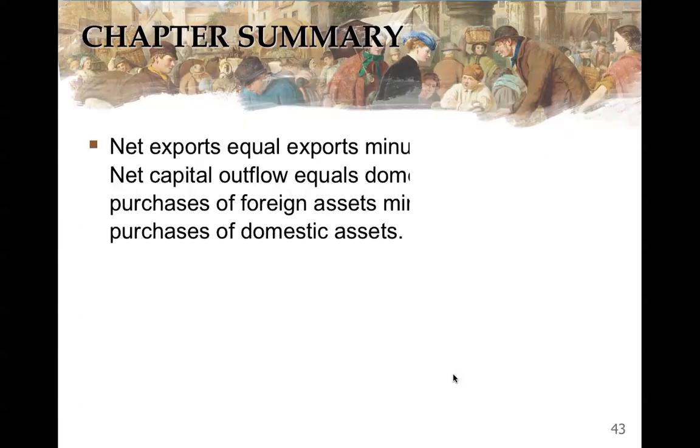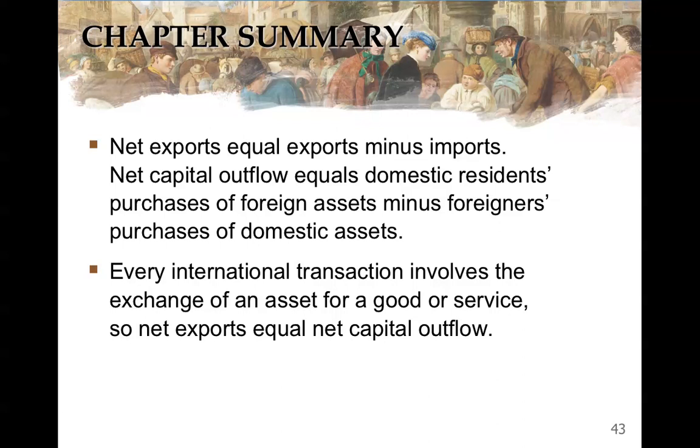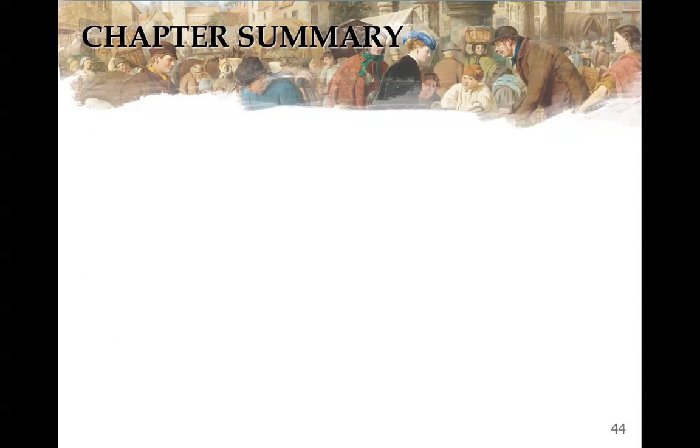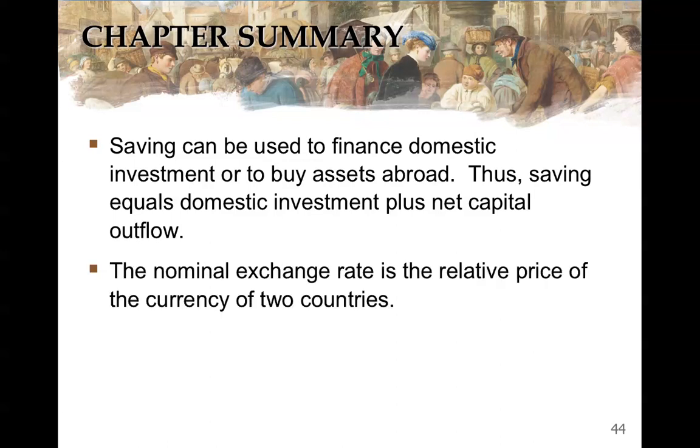Okay, our chapter summary. Net exports equals exports minus imports. Net capital outflow equals domestic residents' purchases of foreign assets minus foreigners' purchases of domestic assets. Every international transaction involves the exchange of an asset for a good or service, so net exports equal net capital outflow. Saving can be used to finance domestic investment or buy assets abroad. Thus, saving equals domestic investment plus net capital outflow, and that was the national income identity equations we were looking at.